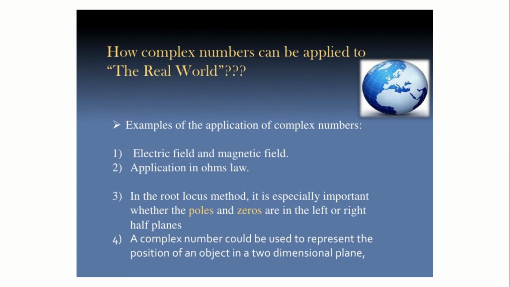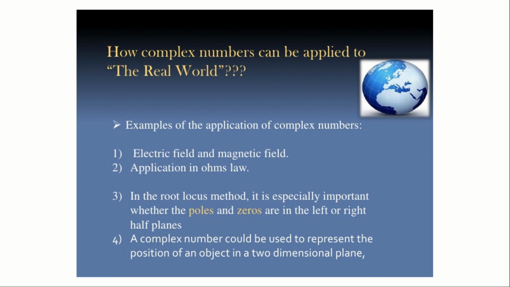Then how can complex numbers be applied to the real world? One is electric field and magnetic field. In physics, you might have learned about electric field and magnetic field. In that case also, we will use the complex number system. Application in Ohm's law, wherever resistors, current, voltage and all will come. So in electricity, everywhere this complex number system will come.